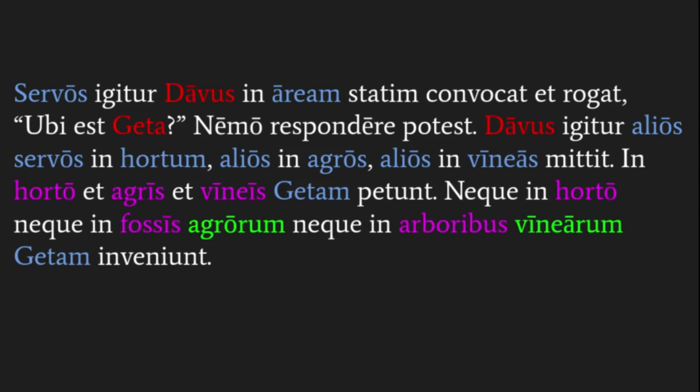Where's our direct object? It's all the way at the beginning of the sentence, the servos, the slaves. So he calls together the slaves in ariam, into the open space outside the house. Statim means immediately, so he immediately calls them together. And rogat, he asks, right? Ubi est Geta? Where is Geta?